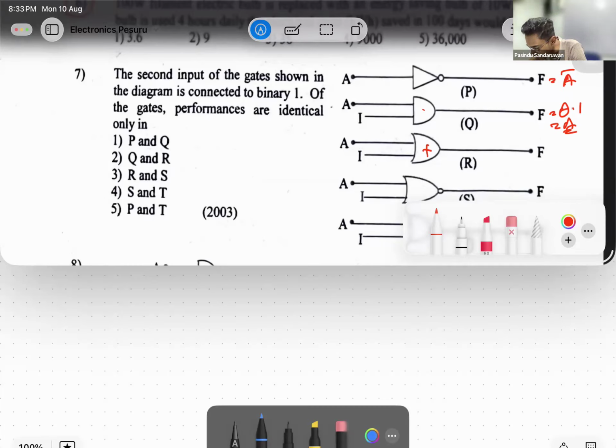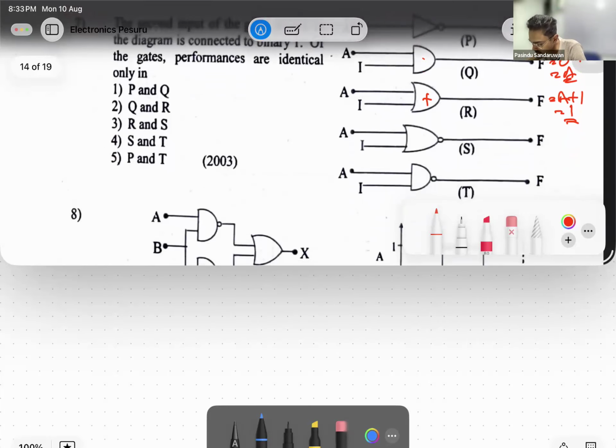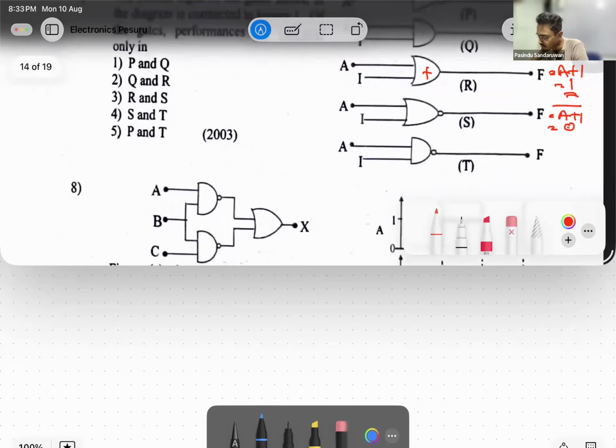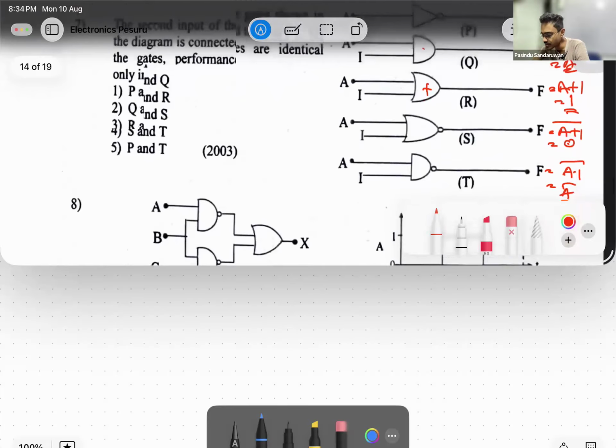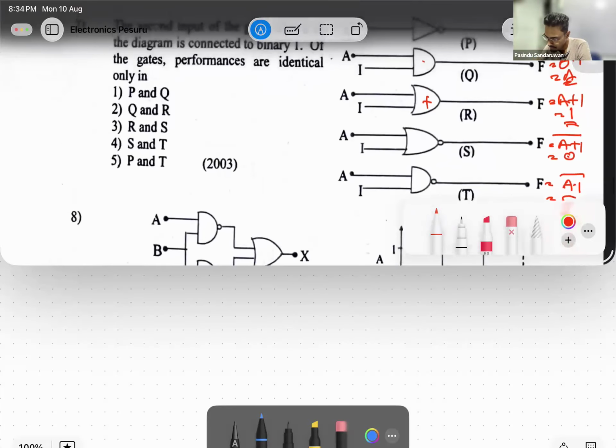This is an OR gate. Then there is A plus 1. 1 plus anything is 1. Then in the fourth case, there is A plus 1 and its bar. A plus 1 is 1, and 1 bar means 0. Then the last one, there is A dot 1 bar. A dot 1 is A, so that is A bar. Then in the first one and the last one, there is A bar. Then P and T.